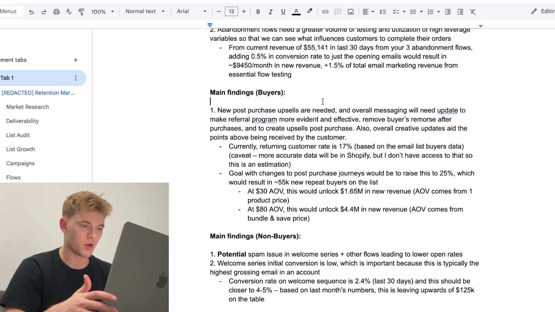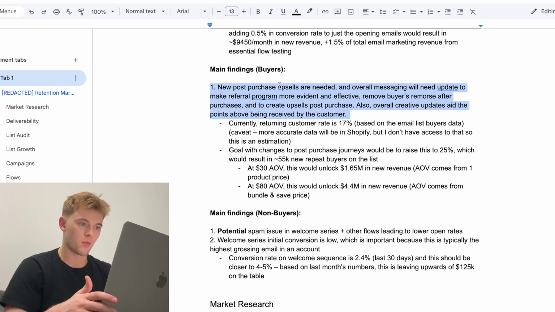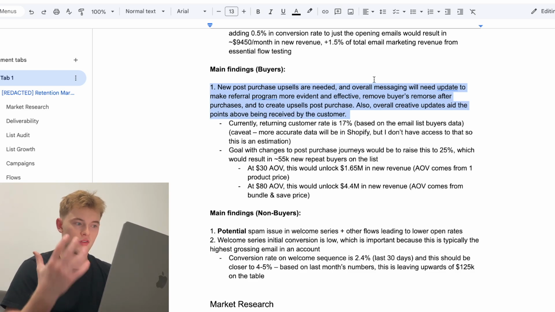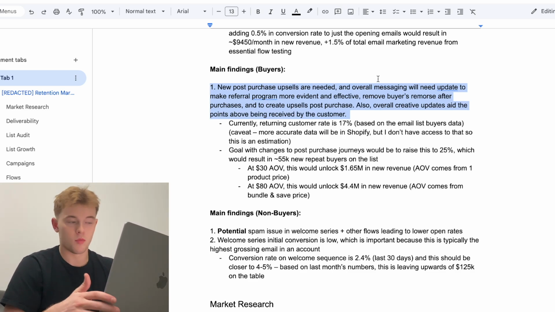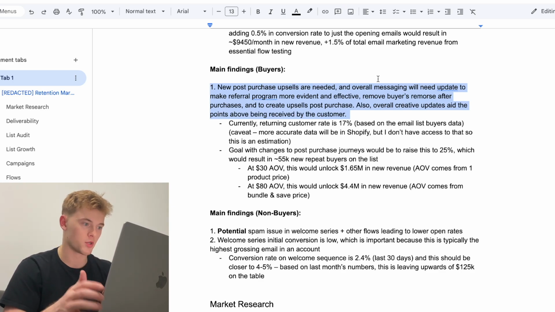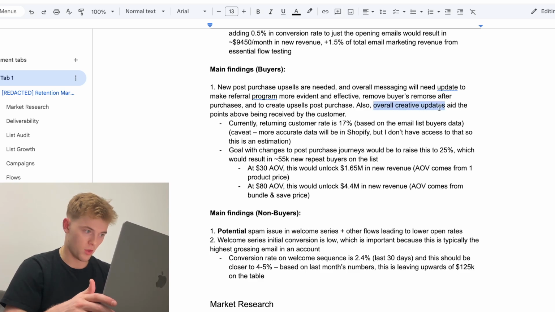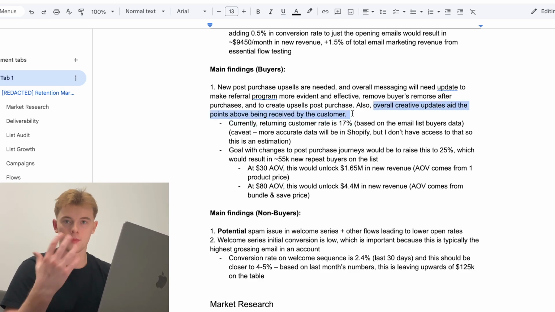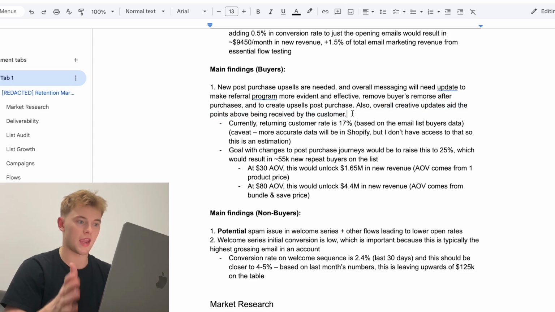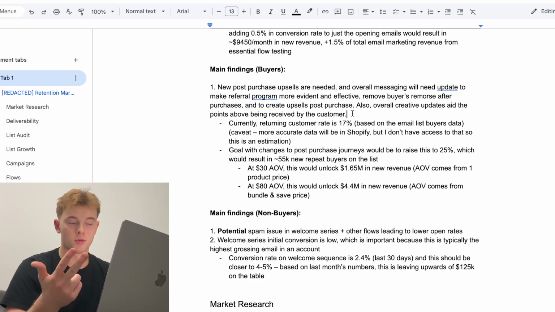Don't worry, we're getting into even bigger numbers here. Now for the buyers, number one, new post-purchase upsells are needed. They were not doing very many upsells at all. And the overall messaging will need another update to essentially make the referral program that they were using more evident and more effective. We also wanted to remove buyer's remorse after the purchases, and create upsells post-purchase. Updating their creatives overall is just going to aid the other points that I just made: removing buyer's remorse, making the referral program more evident and effective, and making more upsell opportunities after the first purchase.